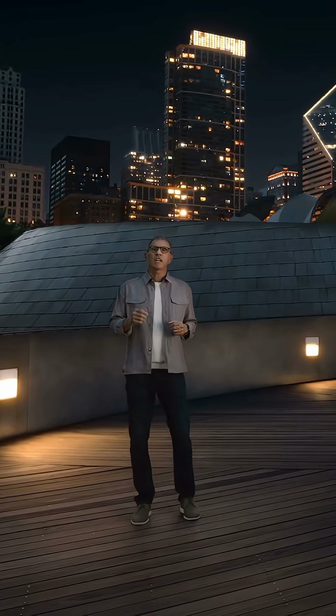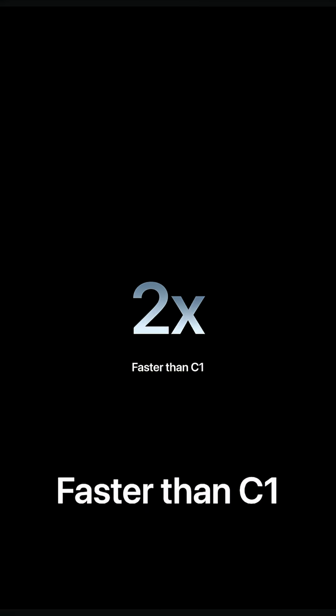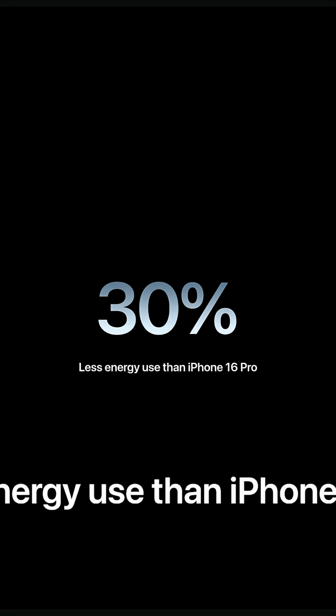Introducing N1, our Apple-designed chip, which enables the latest wireless networking technologies, Wi-Fi 7, Bluetooth 6, and Thread. The new C1X is up to 2 times faster when compared to C1 and uses 30% less energy overall.